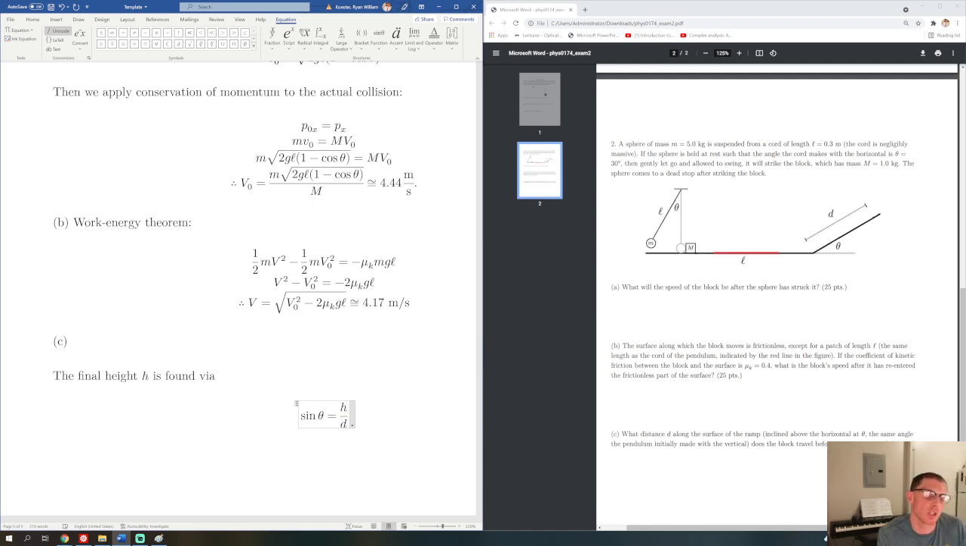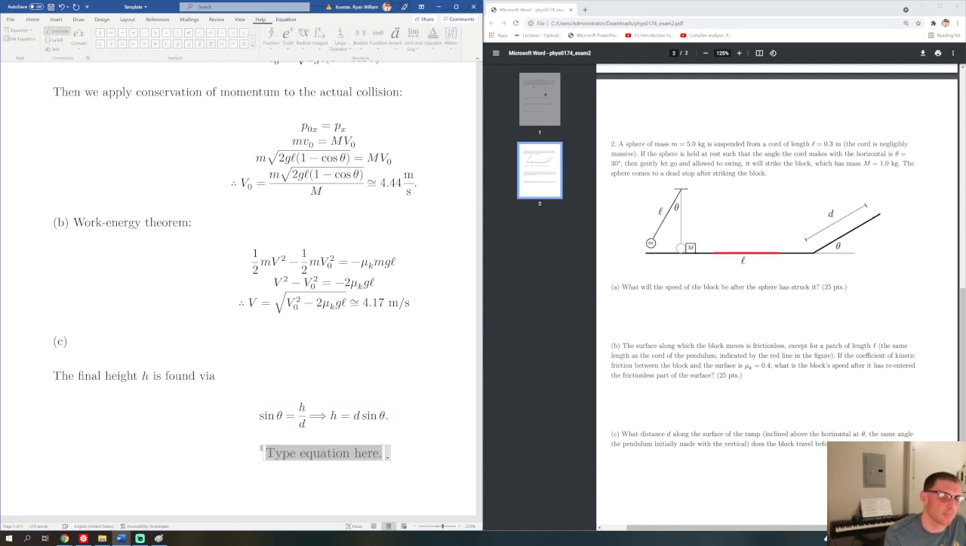Because we have to use the height, since we want to use the gravitational potential energy as part of our conservation of energy equation, right? So this just tells us that h equals d sine theta. This was something that you also had to do on the first exam, something like this, right? So it's probably pretty familiar.